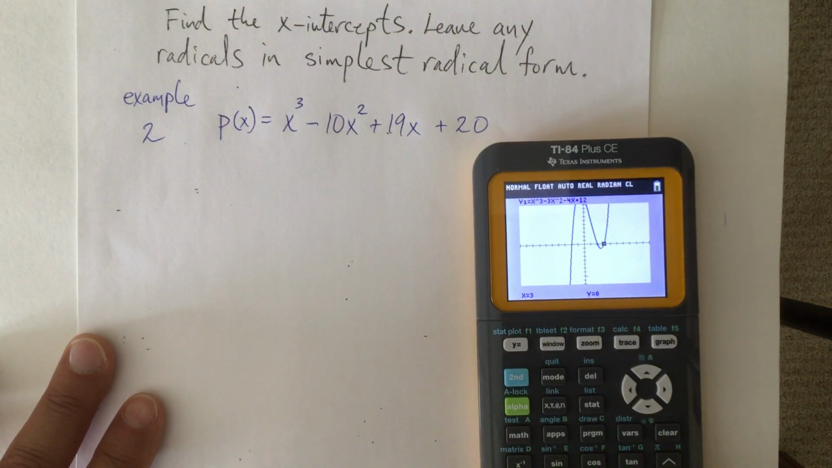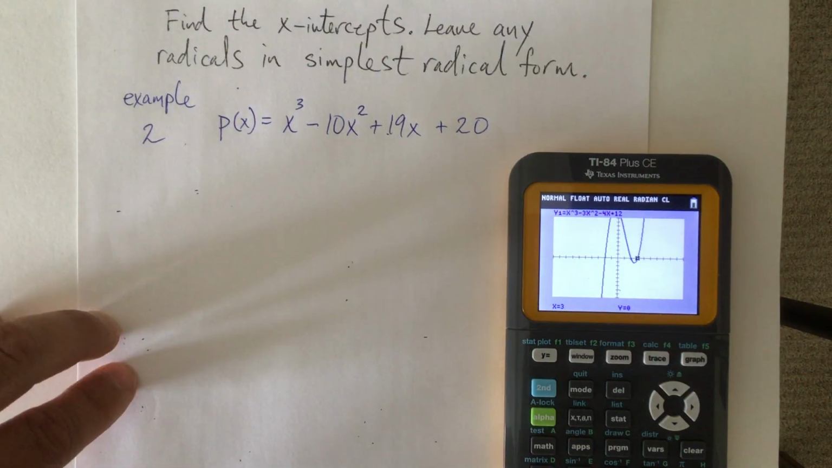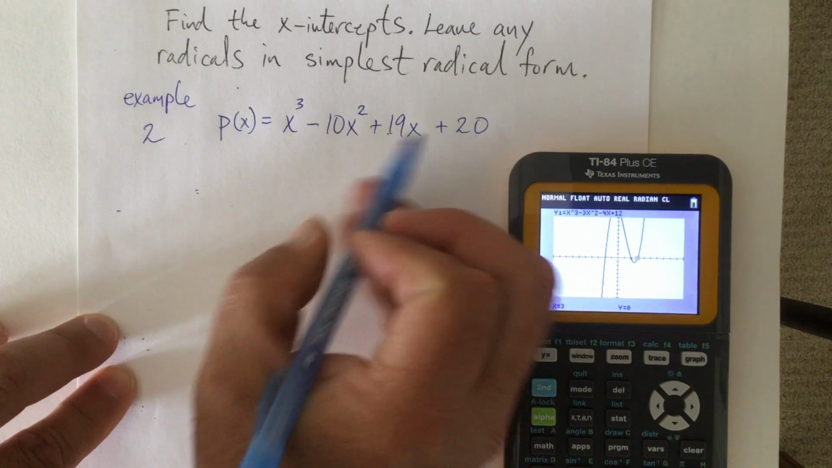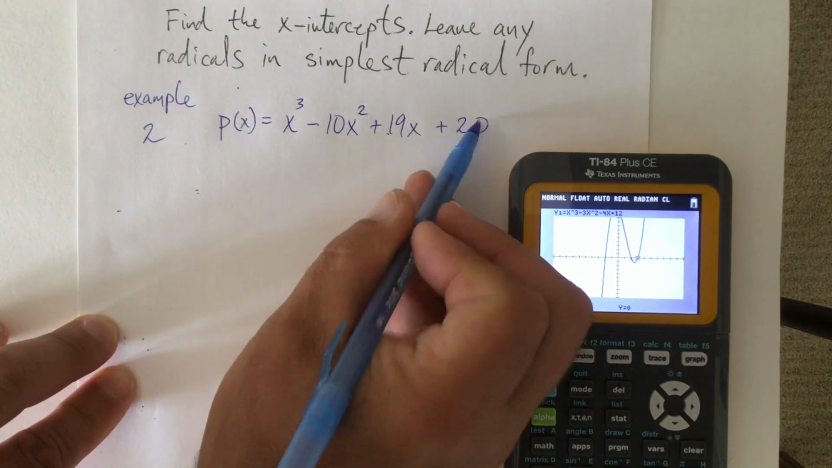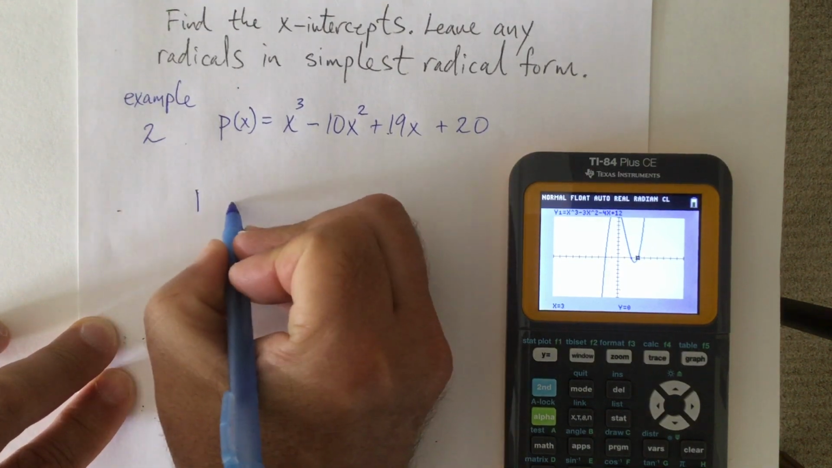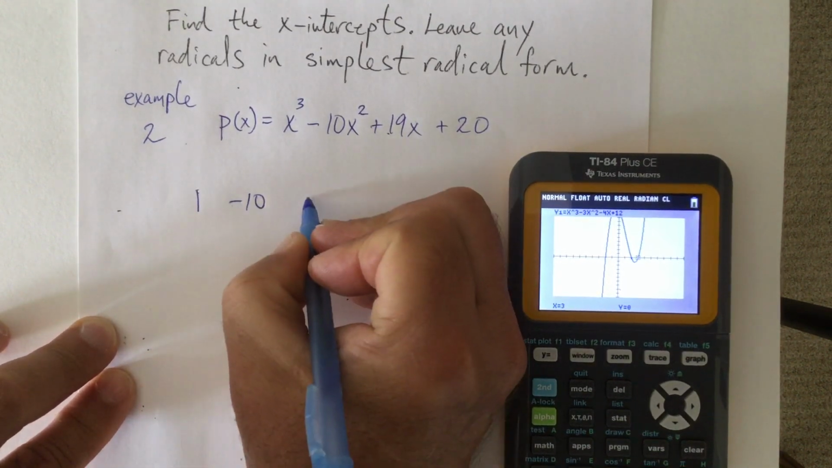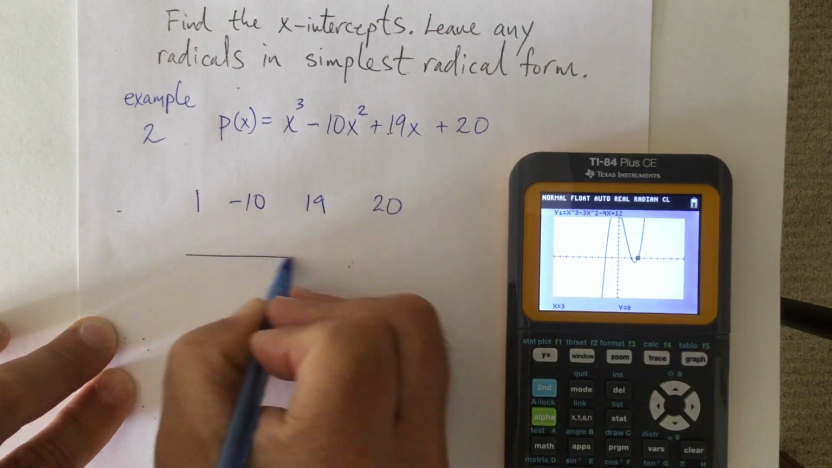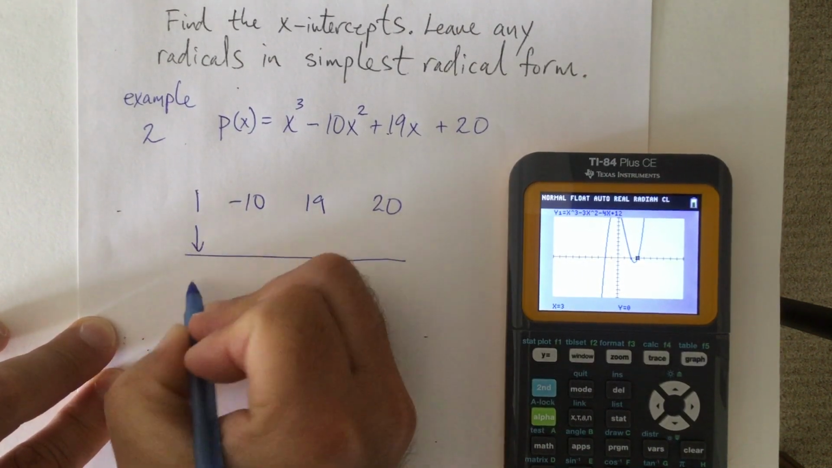But I'm going to go now and say, is it in the right order? Yes, it is. Are there any missing powers? No, there are not. If I'm going to do synthetic division, I have a 1, I have a -10, I have a 19, and I have a 20. I'm going to draw a line, draw that arrow down, and bring down the 1.